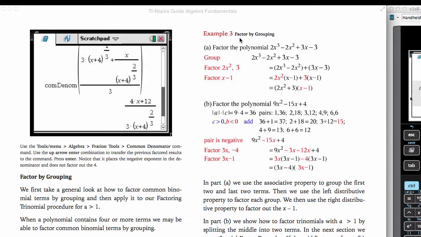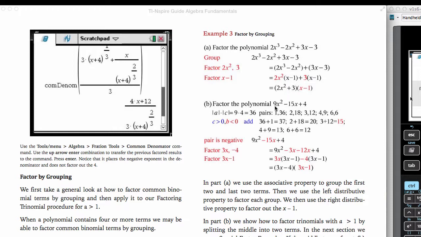The next thing we're going to look at is factoring by grouping. When we have a polynomial with 4 terms, we may be able to put the first 2 terms and the last 2 terms together, and then factor out of the first 2 terms the 2x squared, and factor out of the second 2 terms 3. Then the next factor has terms in it, and they both have x minus 1 in each one of these factors. So then we can pull out the x minus 1 and have the 2x squared plus 3.